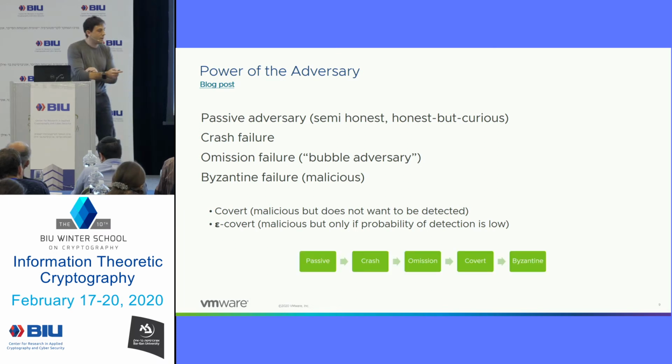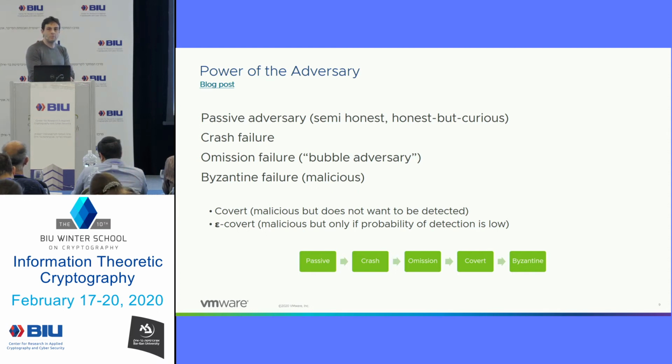And again, you can see this hierarchy of different types of failures, where the easiest thing to do is run protocols against passive adversaries and then crash, omission, covert, and then finally Byzantine. So you can think about different protocols and try to solve them for harder and harder types of adversaries.